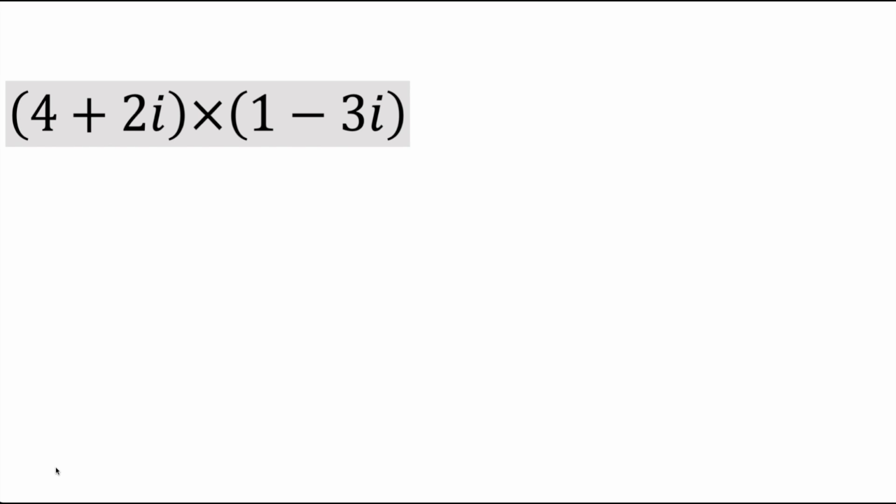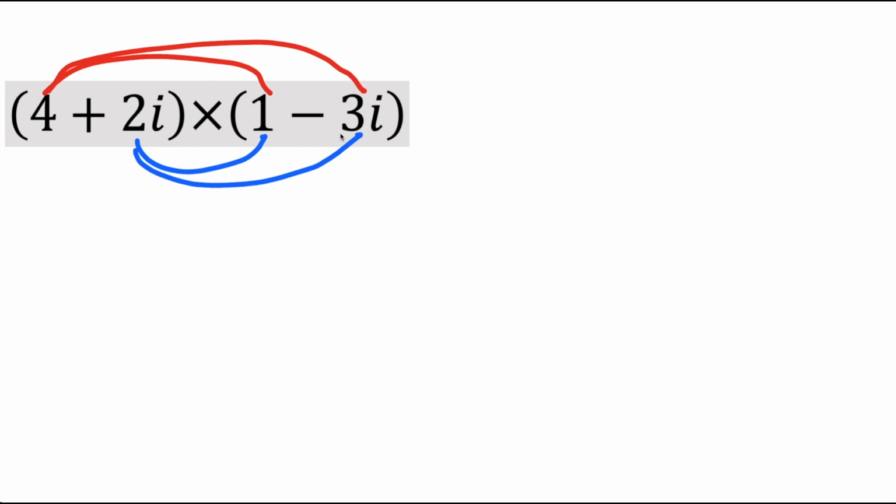And the way we have to do this is use a distributive property. It's kind of a little different. So we have our 4 plus 2i. What we're going to do is take our 4 and we're going to multiply it by 1. Take our 4, multiply it by negative 3i. And now we're going to do the exact same thing with 2i. 2i times 1 and 2i times negative 3i.